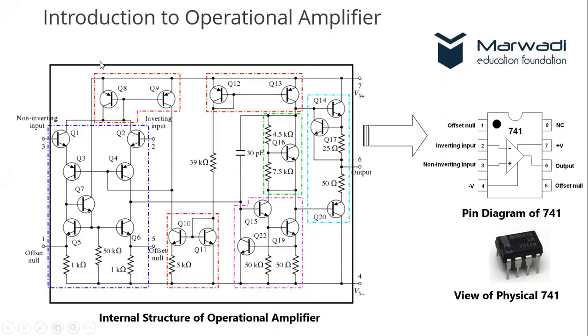Now this schematic was eventually converted into a single circuit. The entire schematic was inside a single casing, and we call it an integrated circuit. It is called integrated circuit because you can't see the circuit actually, but it is inside a single package like this. This is the physical 741. It looks like it has 8 terminals, and inside this package, we have the entire circuit. So we call it integrated circuit.